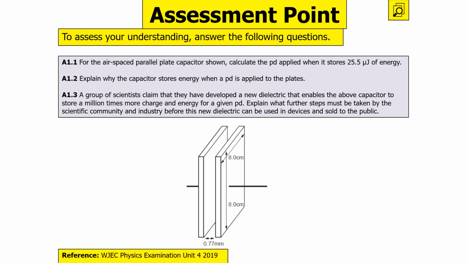The next question says, for the air-spaced parallel plate capacitor shown, calculate the PD when it stores 25.5 microjoules of energy. Then explain why the capacitor stores energy when a PD is applied across the plates. And then finally, a group of scientists claim that they've developed a new dielectric that enables the above capacitor to store 1,000,000 times more charge and energy for a given PD. Explain what further steps must be taken by the scientific community and the industry before this new dielectric can be used in devices and sold to the public. So pause the video now, then unpause the video when you want to go through your answers.